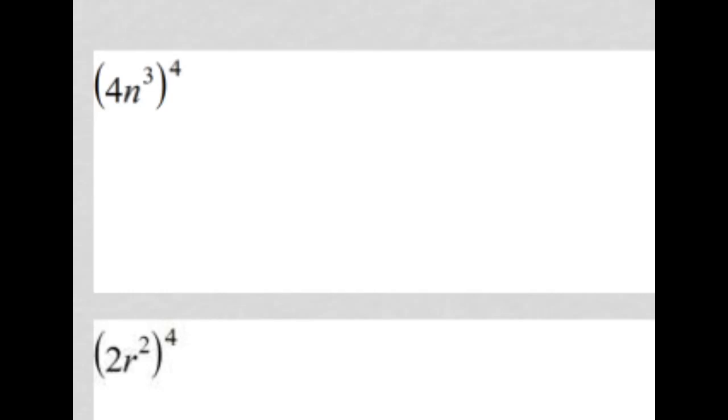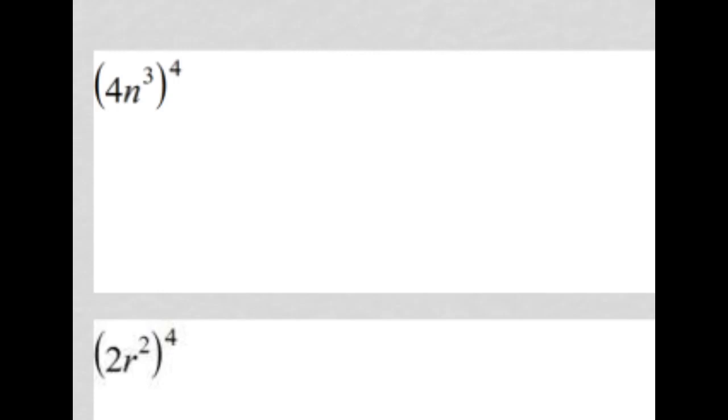You are beginning Station 2, the power of a power. In Station 2, you will see parentheses, and as we've learned from day 1, we have to eliminate parentheses first. I will show you the expanded version, and I will show you the shortcut version. Do whichever makes the most sense to you.